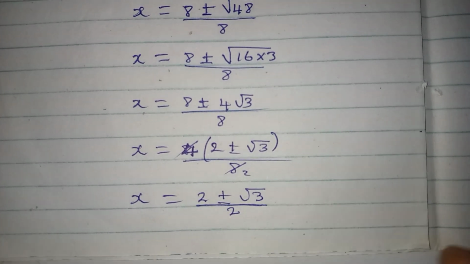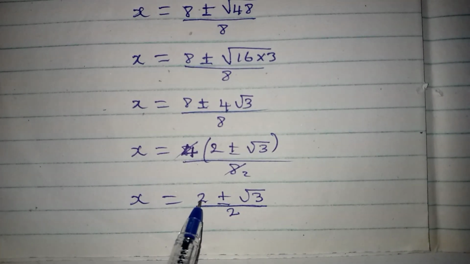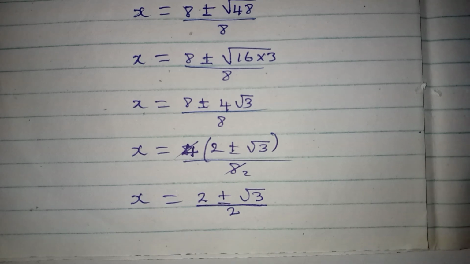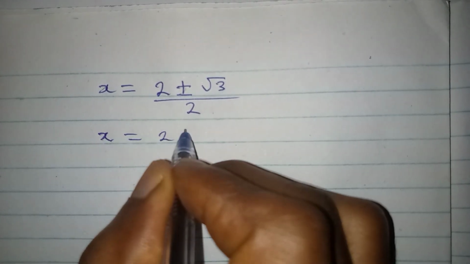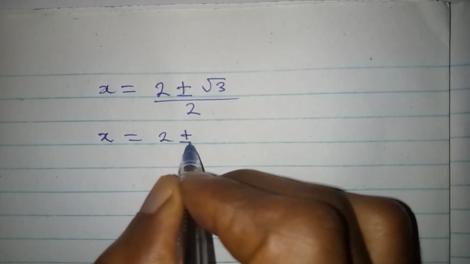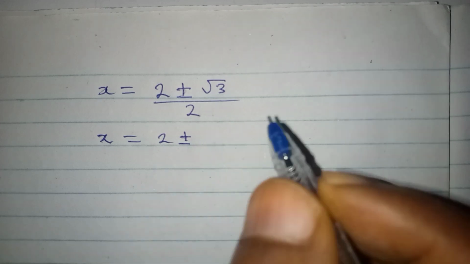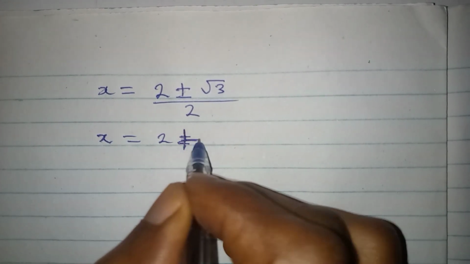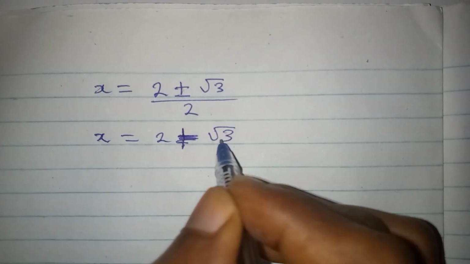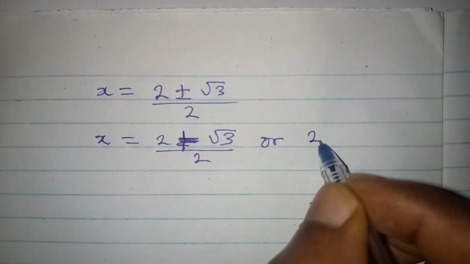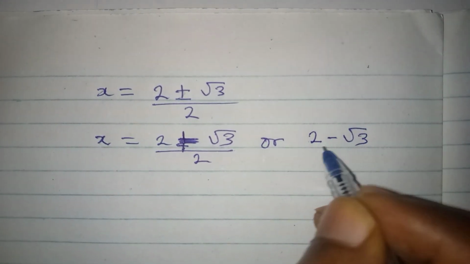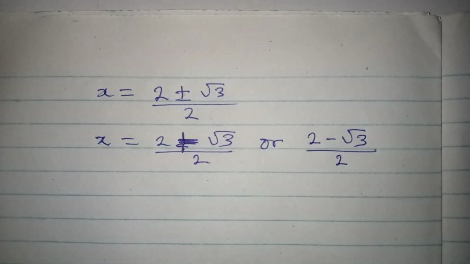Okay, but mind you, this cannot cancel this, okay? So you will not make that mistake. Let's continue. So our x is equal to 2 plus or minus, okay, let me break it down now. 2 plus square root of 3 over 2, or 2 minus square root of 3 over 2.